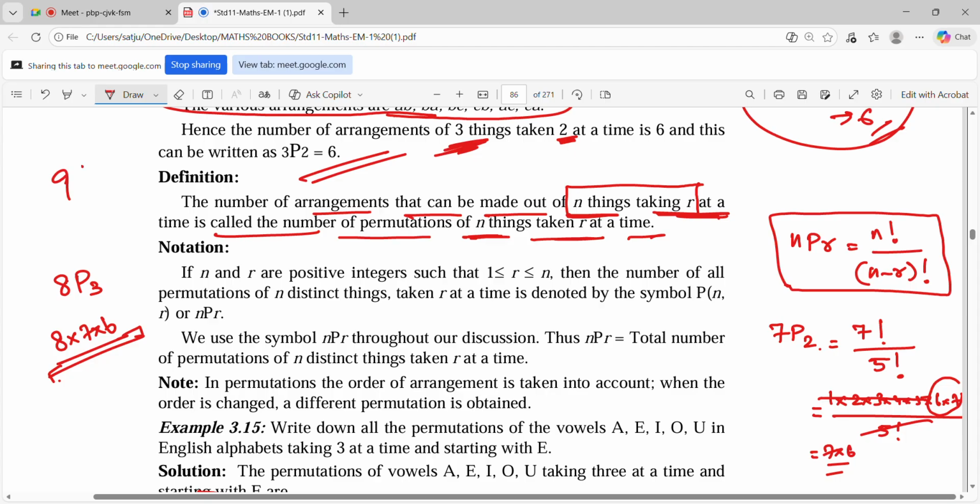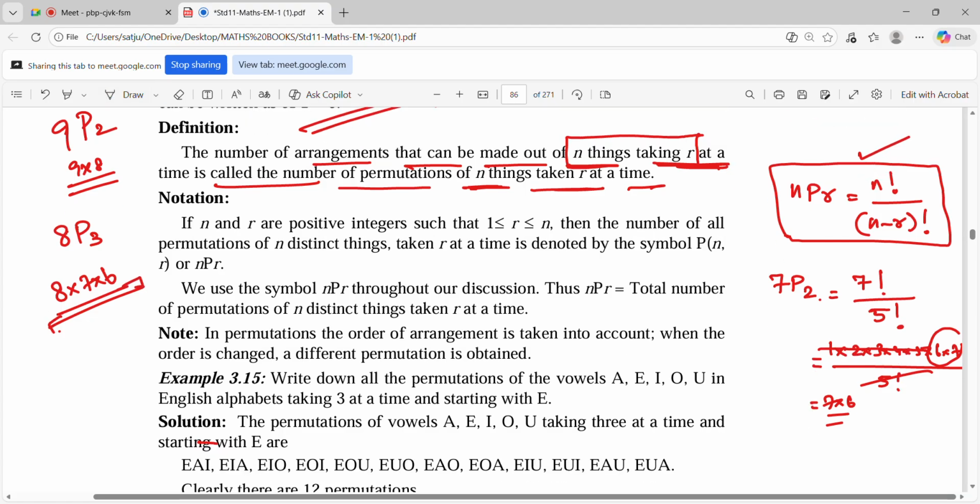Suppose 9P2 means 9 into 8. Getting? This is the shortcut, the short way. Or else you have to use the formula. Don't use the formula in all cases. If you understood, I will move on further. Okay, fine.